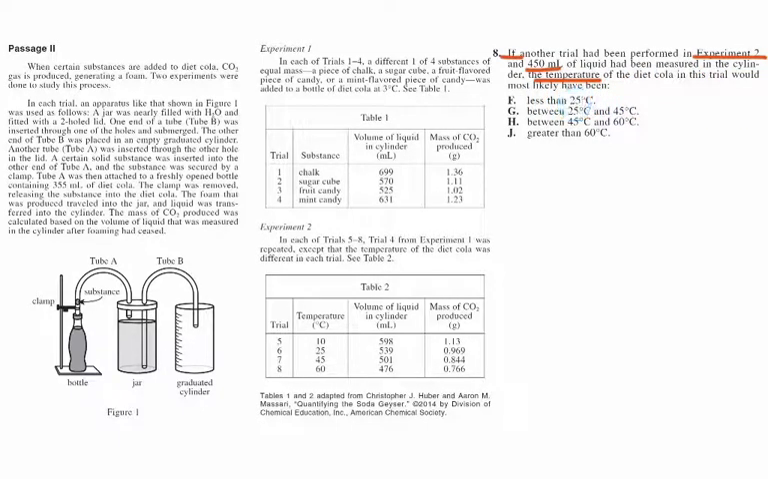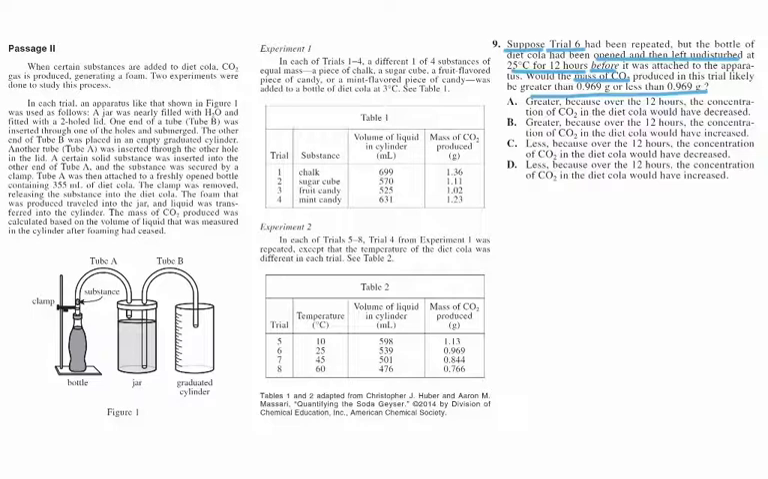So we are using experiment 2 and we're doing another trial at 450. So that puts the volume here, right? So it's going in this direction. And that means the temperature is going in the same direction, so the temperature is increasing. So it's going to be greater than 60 degrees, so the answer has to be J.